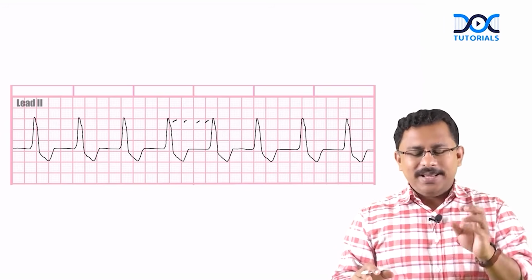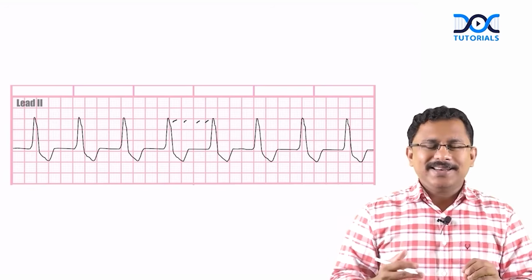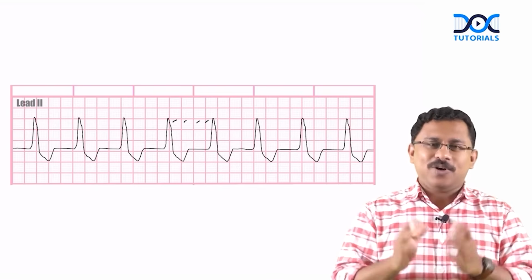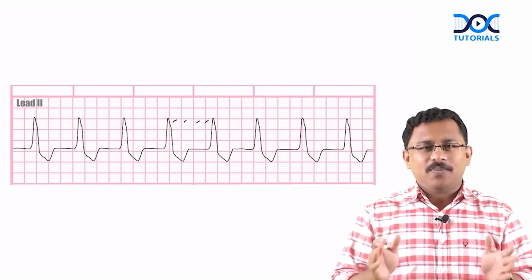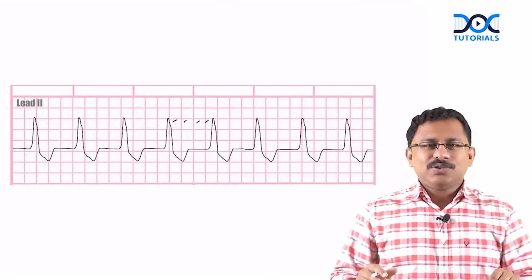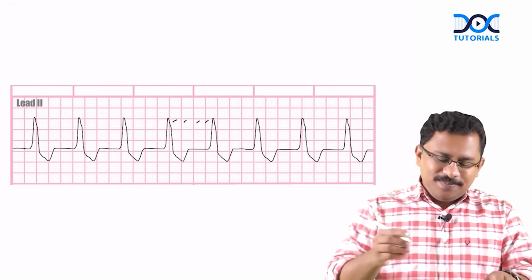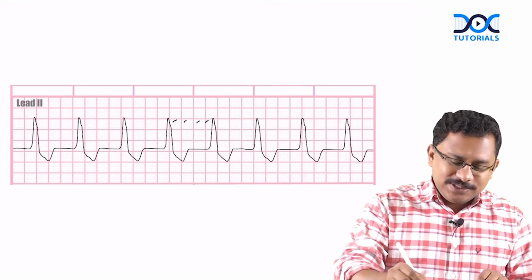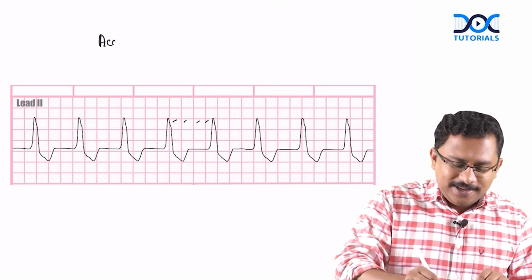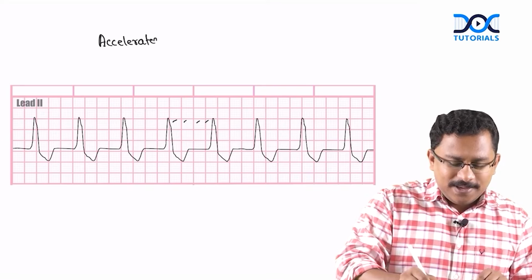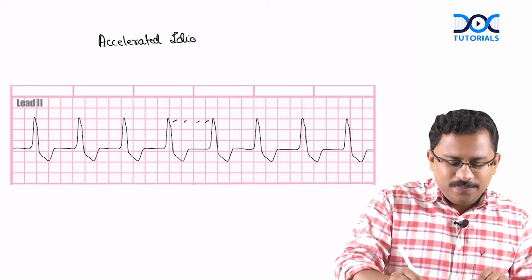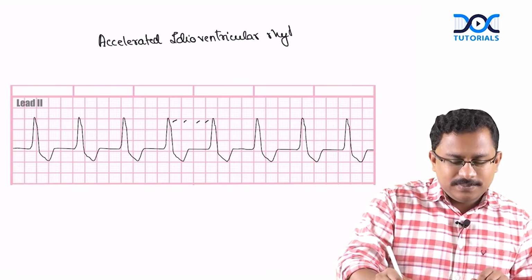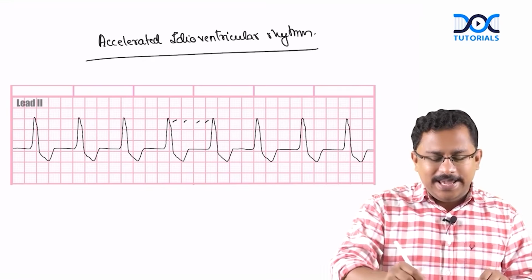And if somebody asks you, can this be a junctional tachycardia or junctional rhythm? Junctional rhythm will have a normal QRS. Here quite obviously the QRS is wide. So this is going to be an idioventricular rhythm, at a rate in the range of 40 to 100. So this is going to be an accelerated idioventricular rhythm, AIVR.